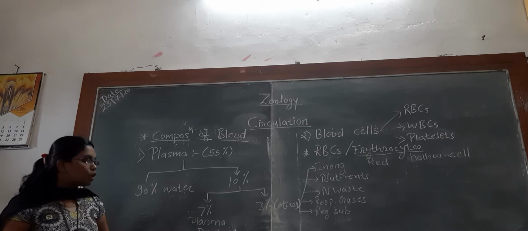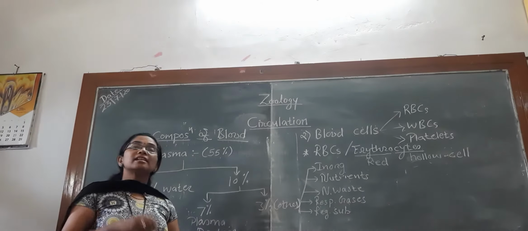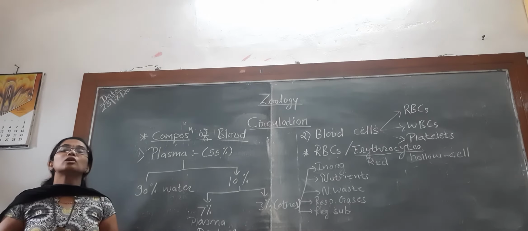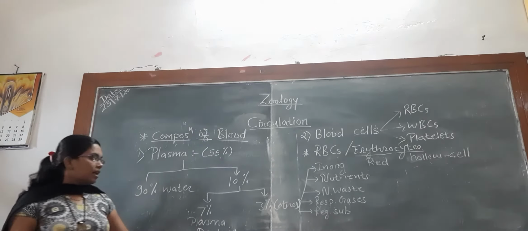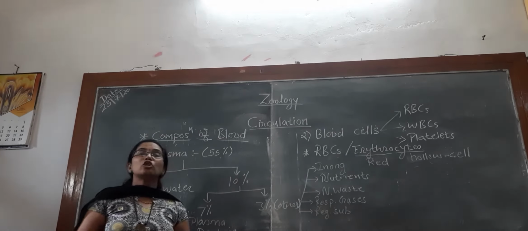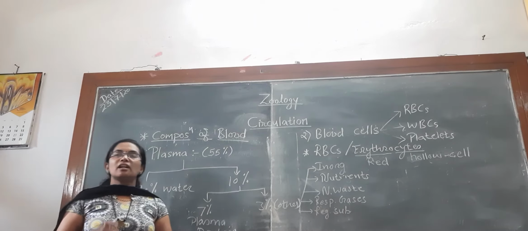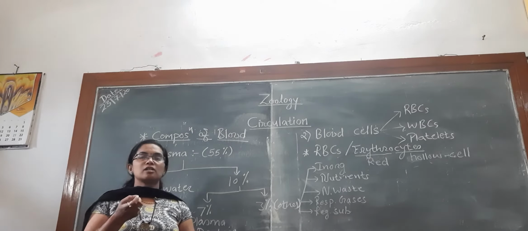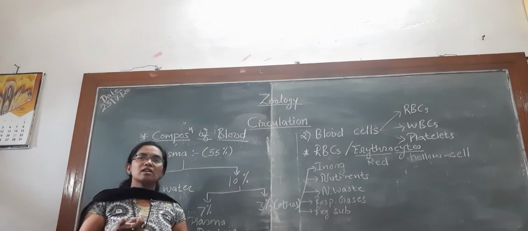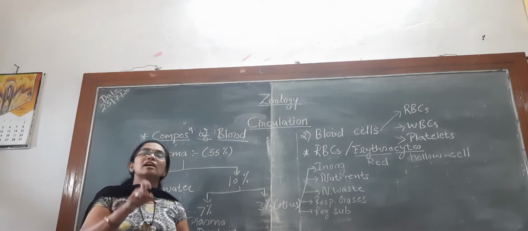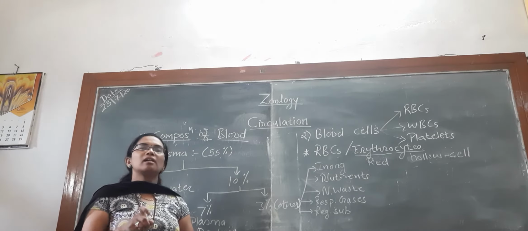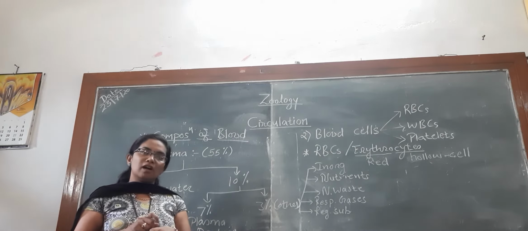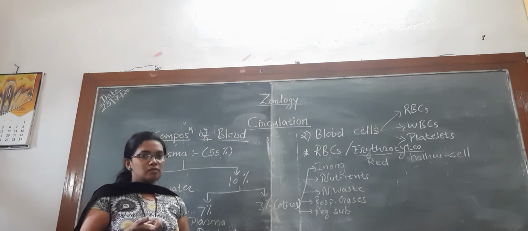Then third is prothrombinase. Prothrombinase is a type of enzyme present in the blood and it helps in the coagulation process. Next is fibrinogen. Fibrinogen again helps in the clotting process, because soluble fibers convert into insoluble fibers, so the flow of blood stops and a clot is formed.